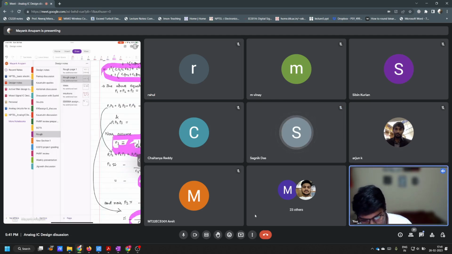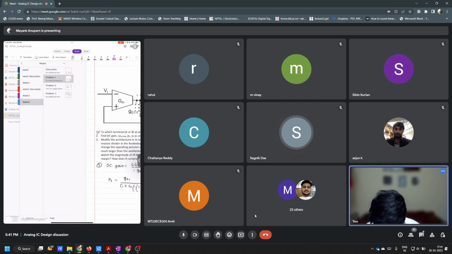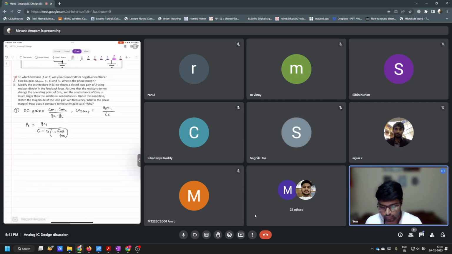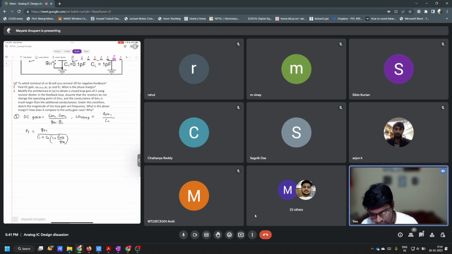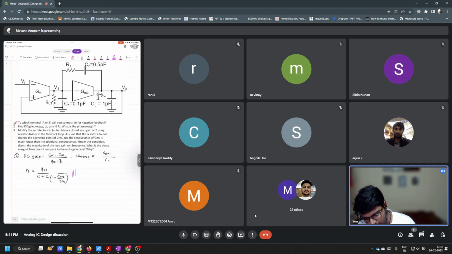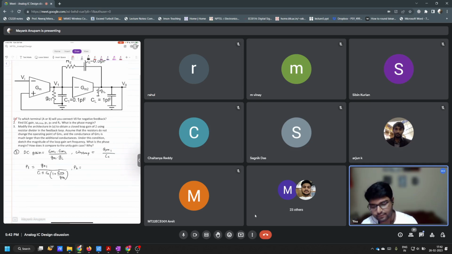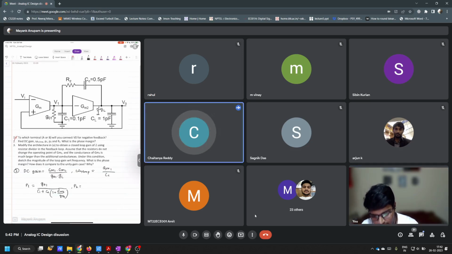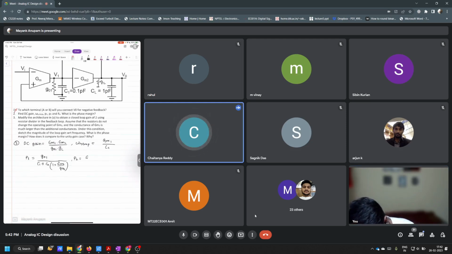I will share this calculation with you. You should also do this calculation yourself once to get an idea. Okay. So we get this pole location P1. It will approximately be the same. Again P2 will again be the same, right? What is P2 here? gm2 by CL. You said approximate. Yeah, correct. This is all approximation.